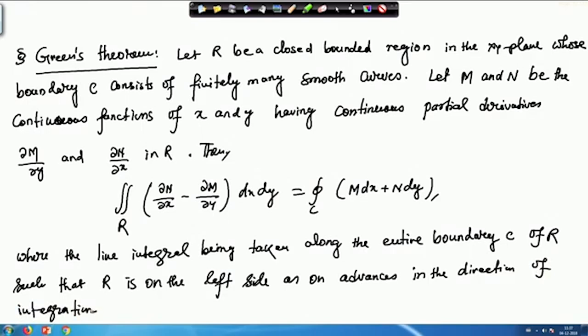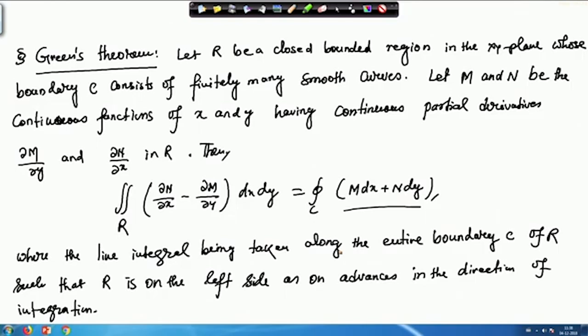So, basically R is a closed bounded region in the xy plane, and suppose we have two functions M and N, which are continuous functions of x and y, which have continuous partial derivatives del M del y and del N del x in R. Then we can write del N del x minus del M del y dx dy is equal to the line integral over the curve C, M dx plus N dy, where the line integral is taken in such a way that when you walk along this curve C, then your region R will always be on the left hand side.